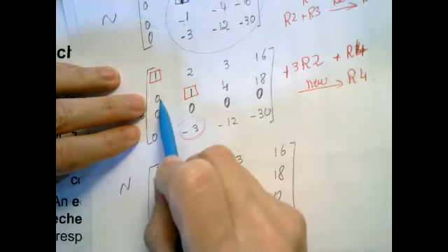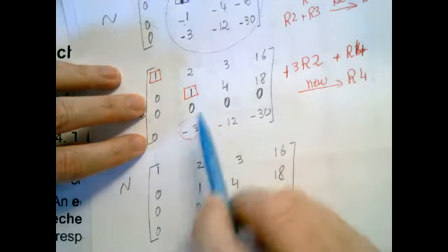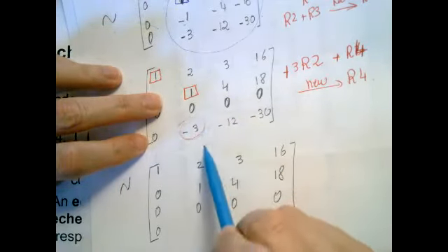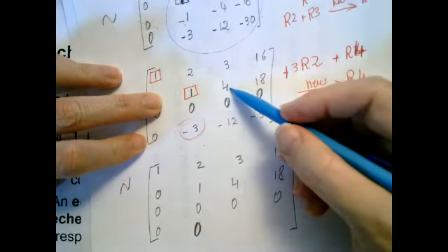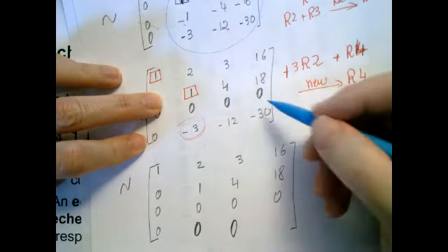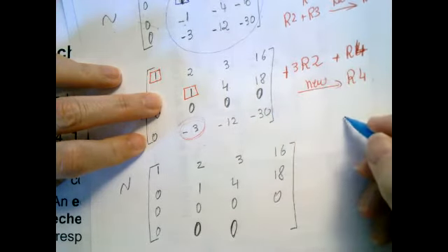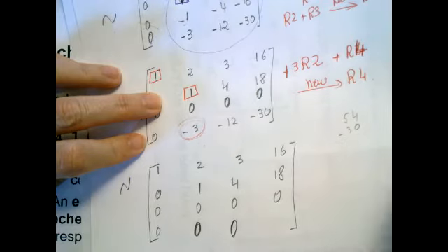I multiplied this by 3 and added. 3 times 0, 0. I'm not affecting anything. 3 minus 3. That's a 0. 3 times 4, 12. Minus 12. That's a 0. 3 times 18 is 54, right? Minus 30. That will give me 24.